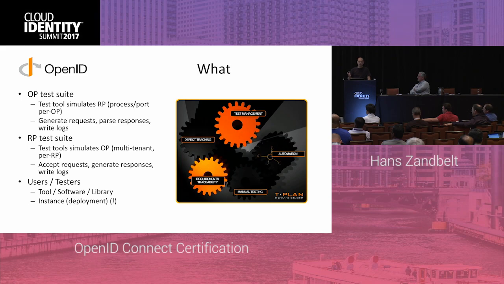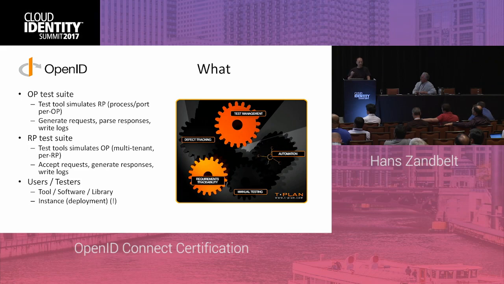The RP test suite is kind of similar, right? But the other way around. So the test tool simulates an OP in this case. It is the provider, and you as an RP will have to send requests to it to say, okay, log that user in for me. And you will have to consume the responses and make sure that you do the right thing with those responses, which is quite different from the OP testing if you see that. So you will also write logs about the results. That is basically what you do to go through all of these tests.